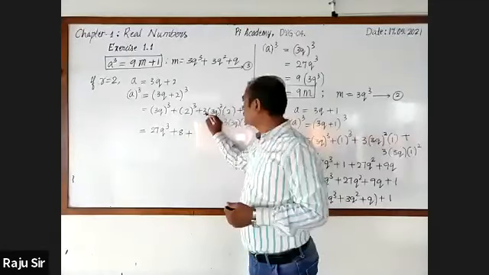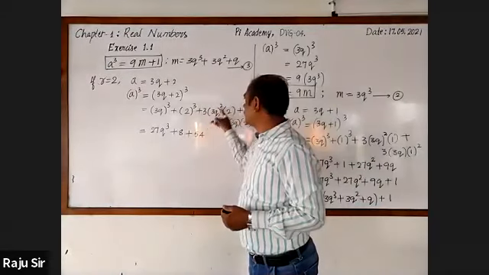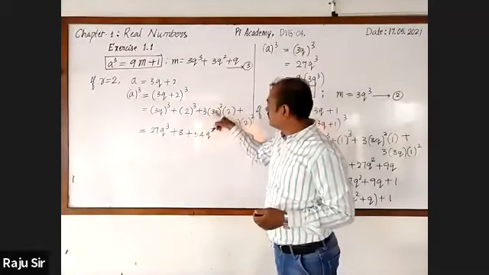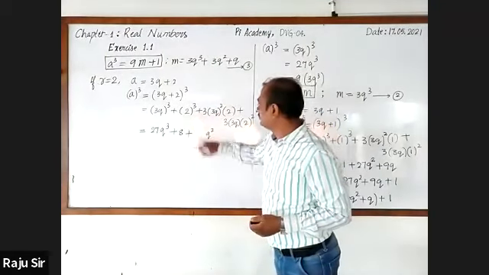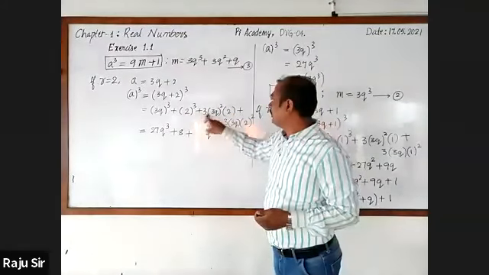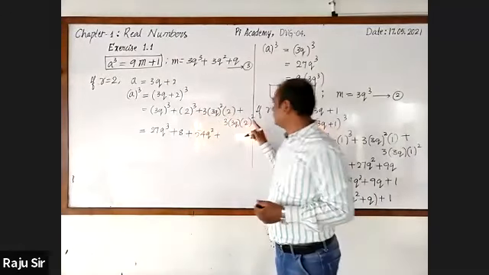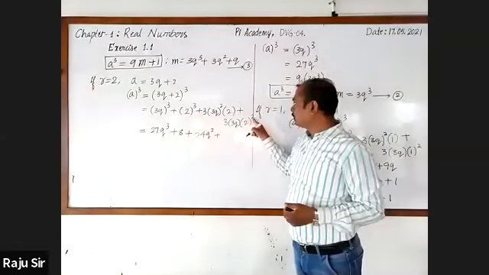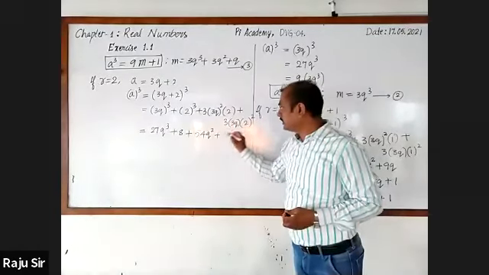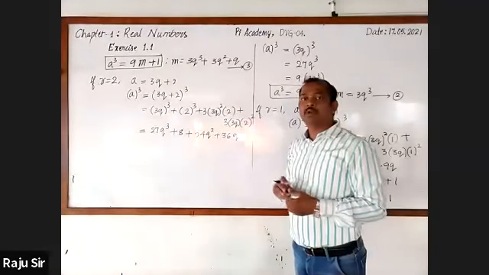9 3s are 27. 27 2s are 54. Apply square to cube, it will be q square. Once more, 3 square is 9. 9 3s are 27. 27 2s are 54. Then q square. Plus, here apply square to 2. 2 square is 4. 4 3s are 12. 12 3s are 36. And q as it is. Hope that you all have understood.